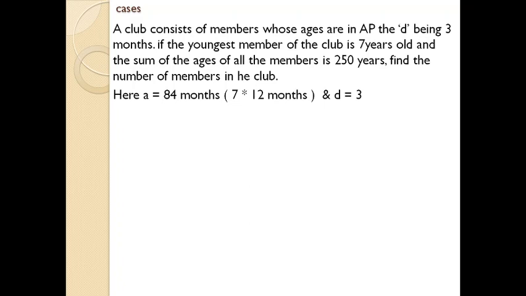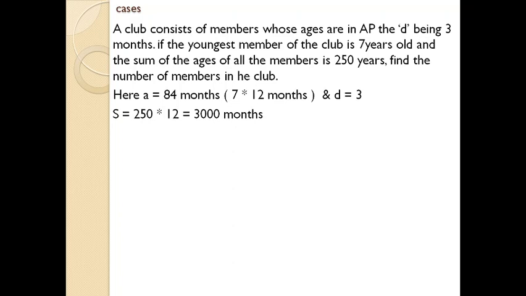Youngest means the first member. You know the arithmetic progression begins with a first number, that will be A. Let A equal to 84 months. And D is 3 months, already given in the question. And S is 3000 months. In the question it is given 250 years. We converted it into months: 250 into 12, 3000 months.